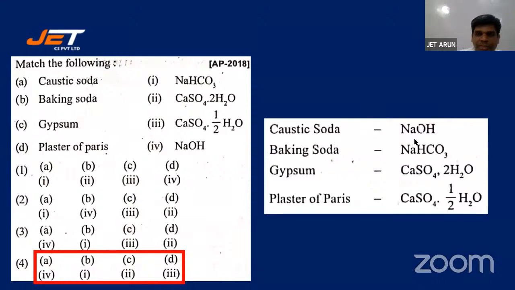Caustic soda is nothing but NaOH. Baking soda, NaHCO3. Gypsum, calcium sulfate, 2H2O, dihydrate. Plaster of Paris, calcium sulfate, hemihydrate. All right, let's go for the next one.